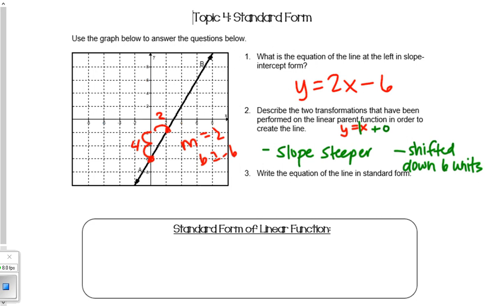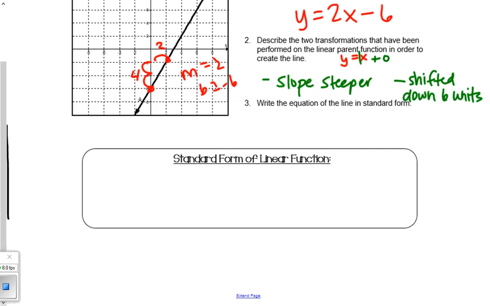Now number 3 says what we are here to learn about. Write the equation of the line in standard form. Well, before we do that, let me actually just tell you what standard form is. It looks like ax plus by equals c. Okay? Now, this is a very silly form.